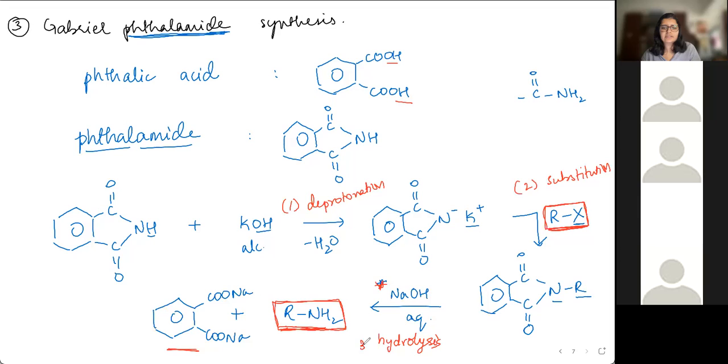And step 3, the step is hydrolysis. So if you're done noting down, I'll put the 3 steps again, like for clarity. I'll rewrite this properly. Yes, ma'am, I'm done. Okay. Ansh and Shantanu, what about you guys?